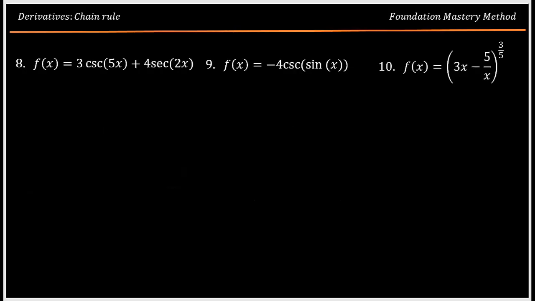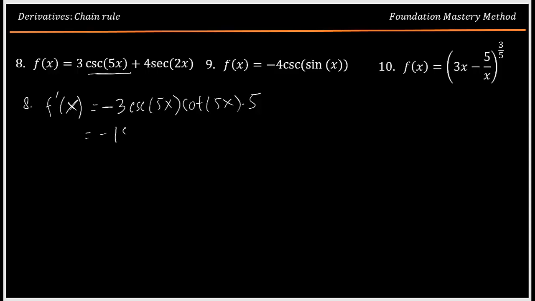In this page now we have 3 more. Number 8, we know the derivative of cosecant x is minus cosecant x cotangent x. So this one will give me negative 3, this one will give me negative cosecant 5x cotangent 5x, and the derivative of inside will give me 5. So I get negative 15 cosecant 5x cotangent 5x, and I have another term here.